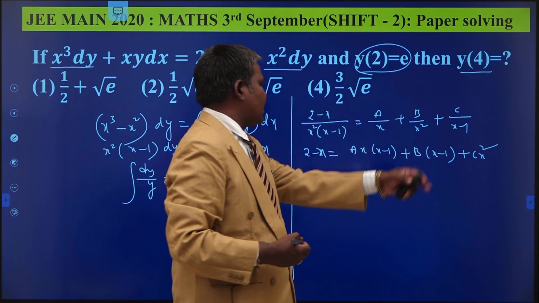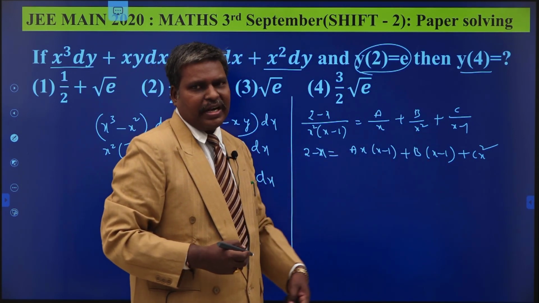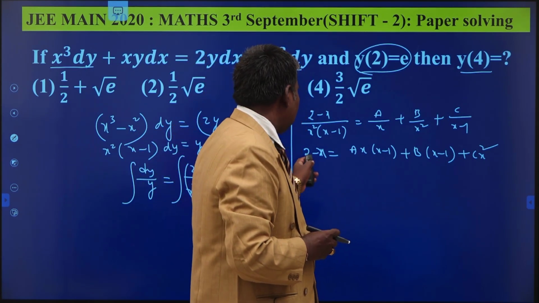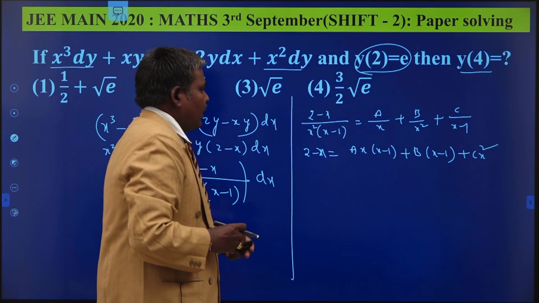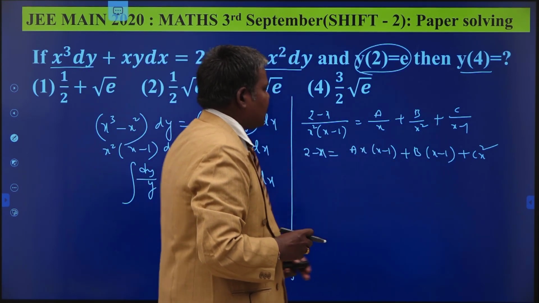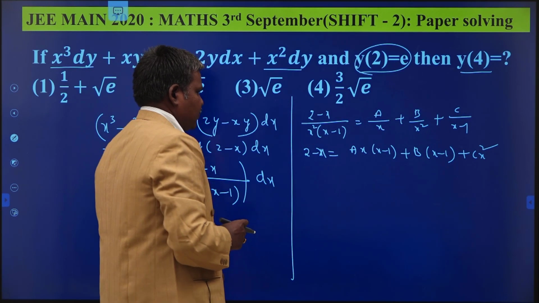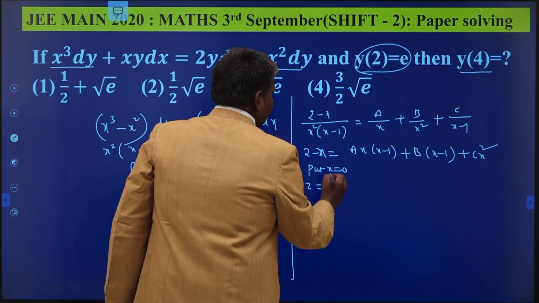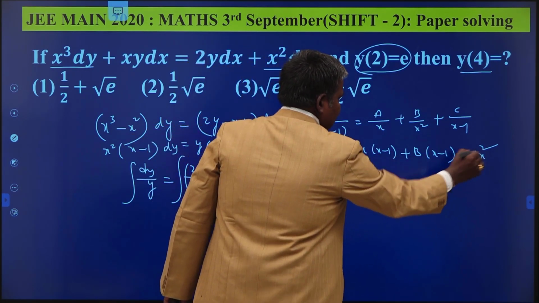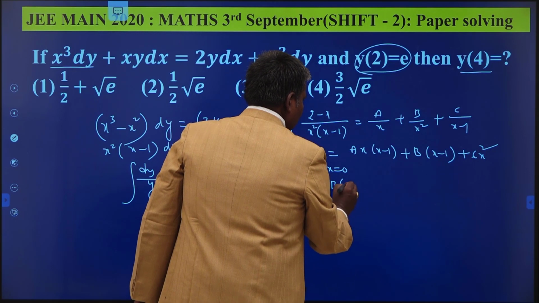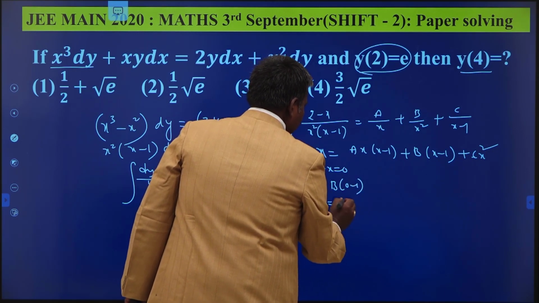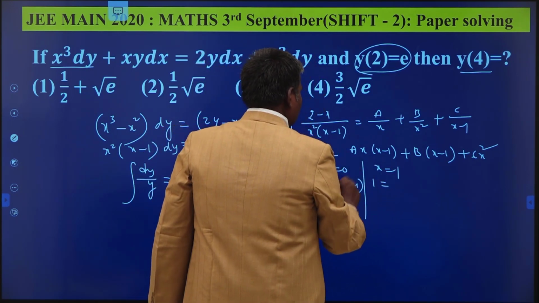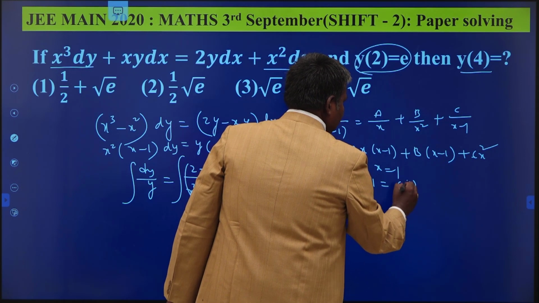Am I correct or not? By taking the LCM itself, the denominator gets cancelled. 2 minus x is equal to a into x into (x minus 1) plus b into (x minus 1) plus cx square. So we obtain this expression. Put x equal to 0, what happened? 2 is equal to, this becomes 0, this is also 0, b times (0 minus 1), b is equal to minus 2. Put x is equal to 1. x equal to 1, we get 1 is equal to 0, 0, c times 1. c is equal to 1.